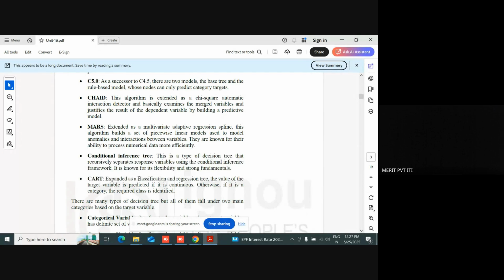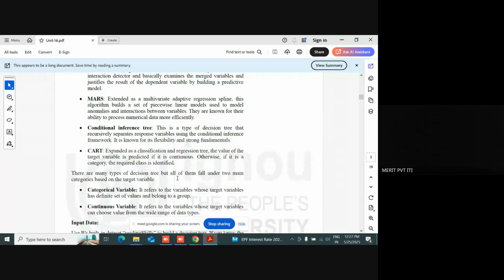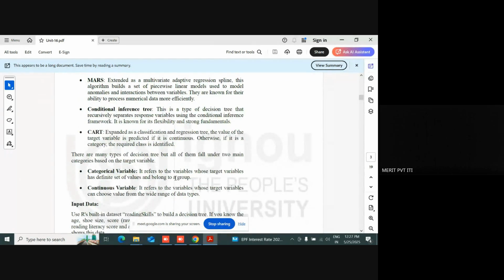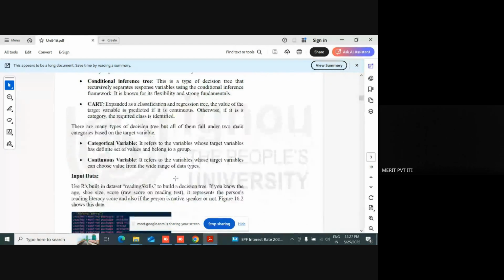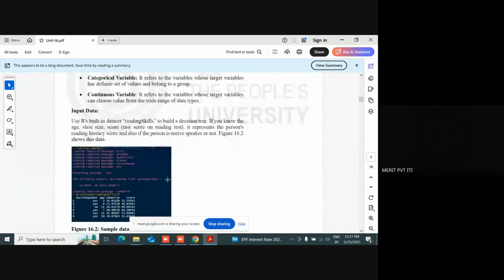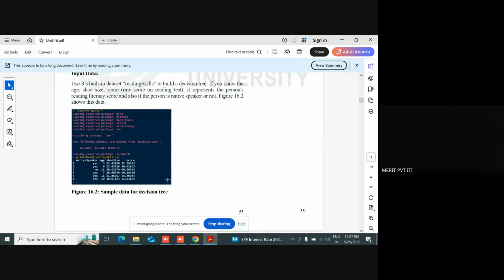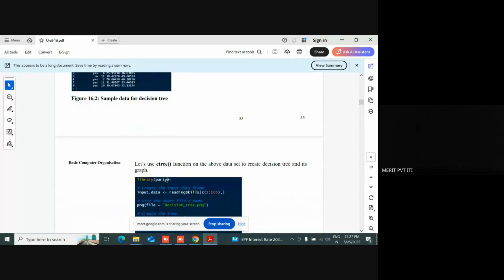And CART is expanded as Classification and Regression Tree. The value of the target variable is predicted if it is continuous, otherwise it is categorized into the required classes identified. So these are the category variables and continuous variables. These are the software available, with sample data for the decision tree.